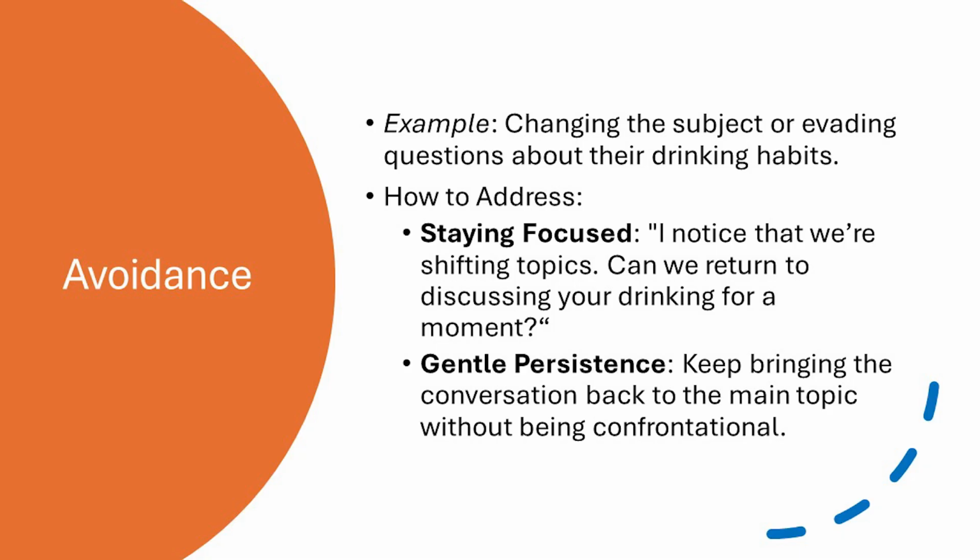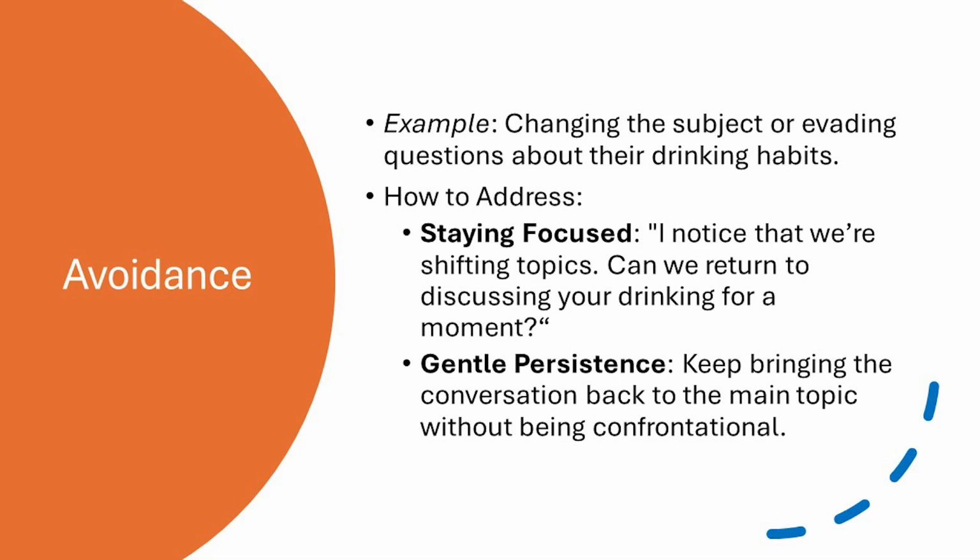And what you can do, once again, is gently focus the person to the core by saying, John, I notice we're shifting topics here. Make them aware of the shifting that's taking place. Can we return now to discussing your drinking for a moment? So there's a gentle persistence. We keep bringing the conversation back to the main topic without being confrontational. That's how we're going to help the person towards gaining the necessary insight into their drinking pattern.